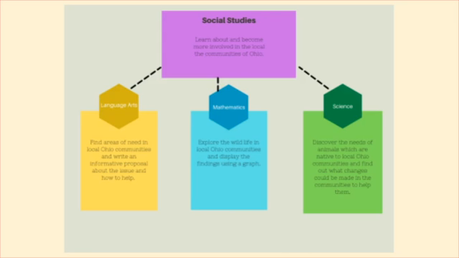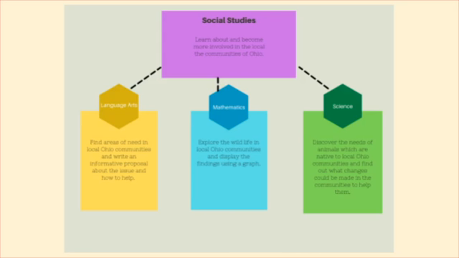So, like I said before, this unit is composed of three lessons: a language arts, a math, and a science lesson, all of which are tied into the social studies content. Now, for the language arts lesson, students are finding areas of need in their local Ohio community, and they're writing an informational proposal about the issue and how they're going to help. So that ties into the social studies standard of the students learning about and becoming more involved in their community.